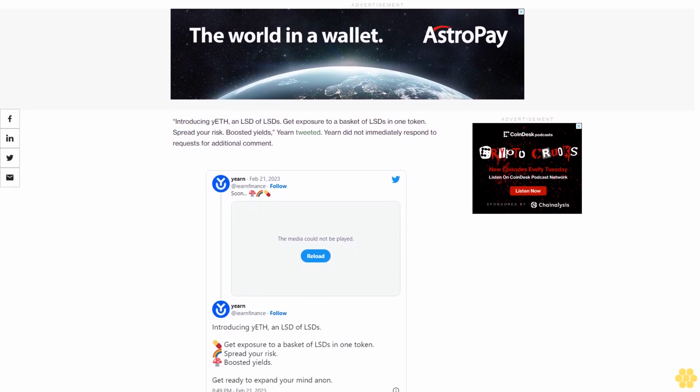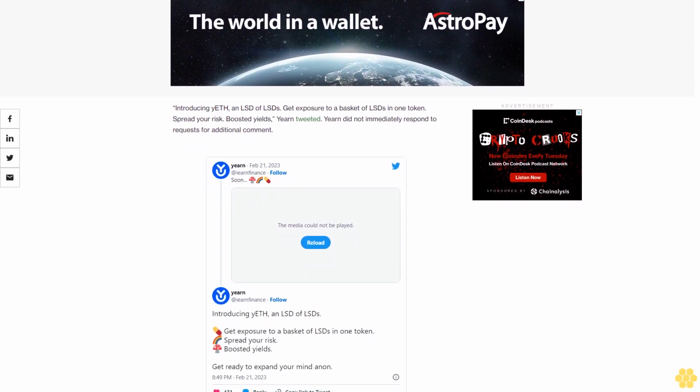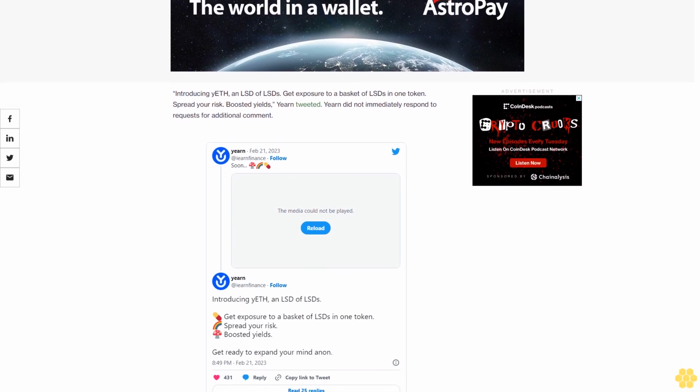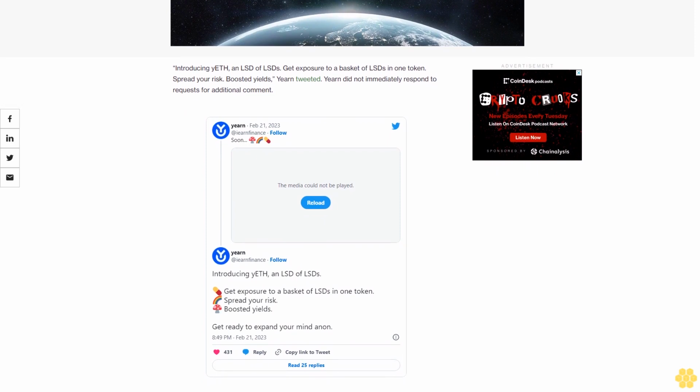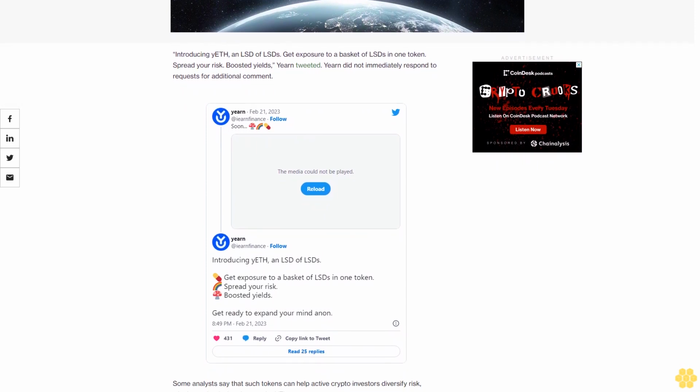Curve is a stablecoin swapping service, while vYFI and vCRV refer to derivative tokens issued to stakers who lock up YFI and Curve CRV tokens for a period of time to increase platform liquidity in exchange for yield rewards.